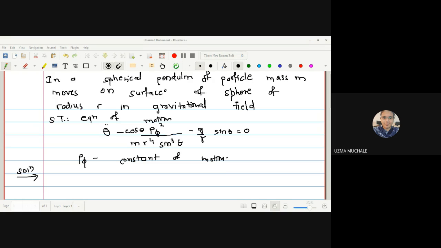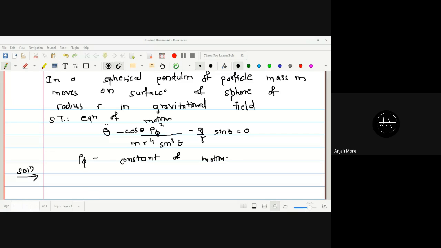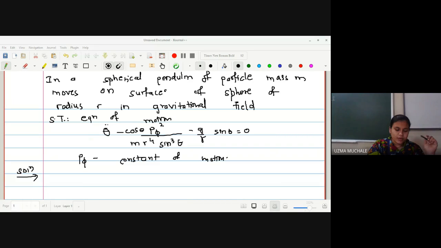Okay, what you have to imagine is that you have one sphere, or you can consider one ball, one football, and in the center you are having one rigid support. With the help of that, a particle is moving on the surface of the sphere. Okay, are you getting me? Yes, ma'am. So we have to find out the equation of motion for that case.